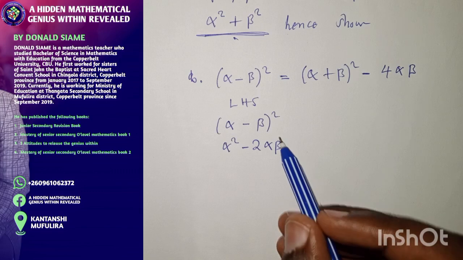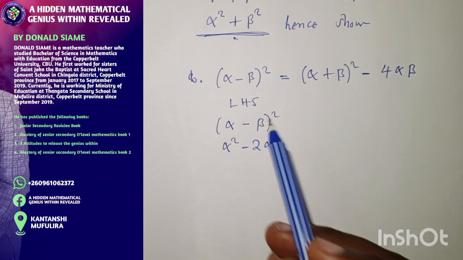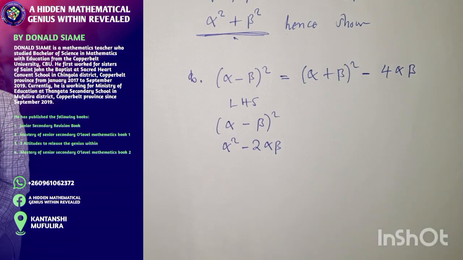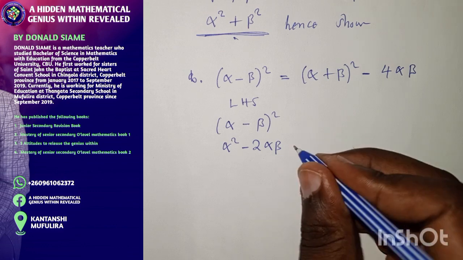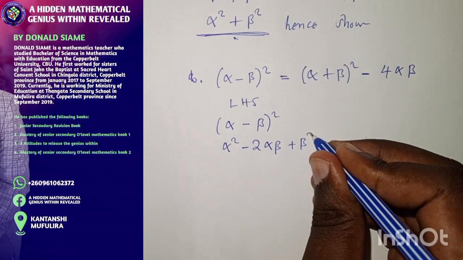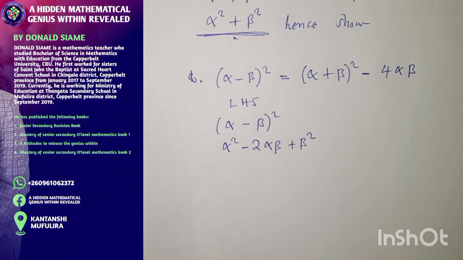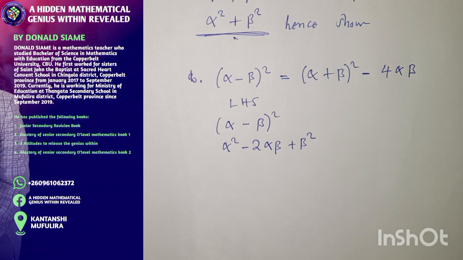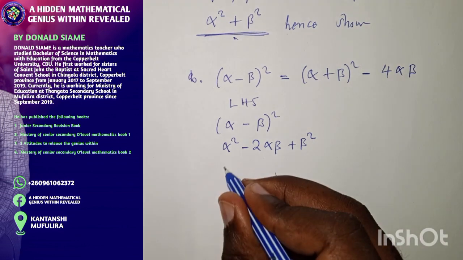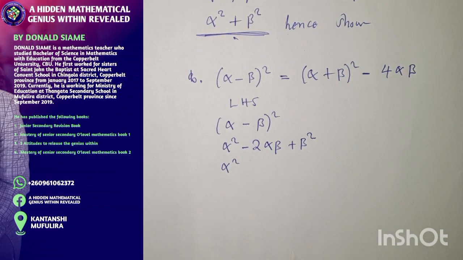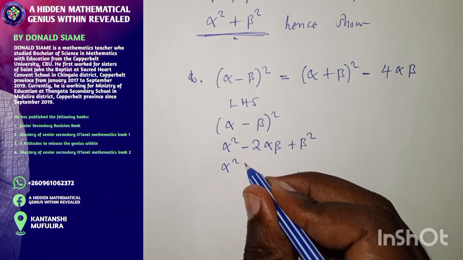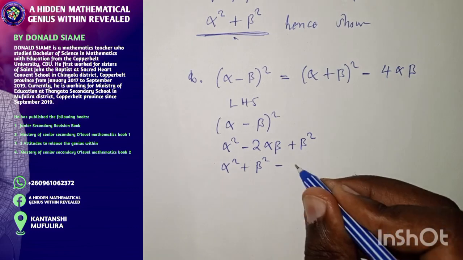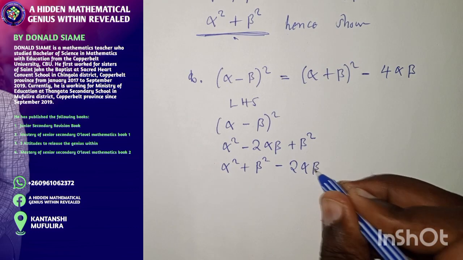Then lastly you square the last term. So minus beta squared, you just get positive beta squared, so it's plus beta squared. This is how you expand. Now if you rearrange the terms, we have alpha squared plus beta squared minus 2 alpha beta.